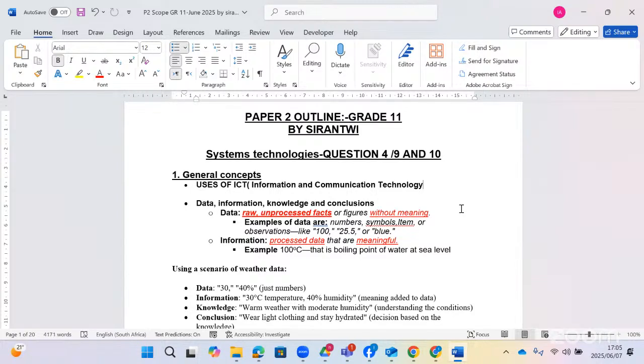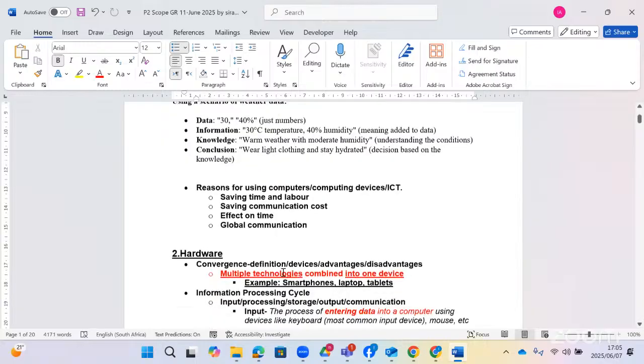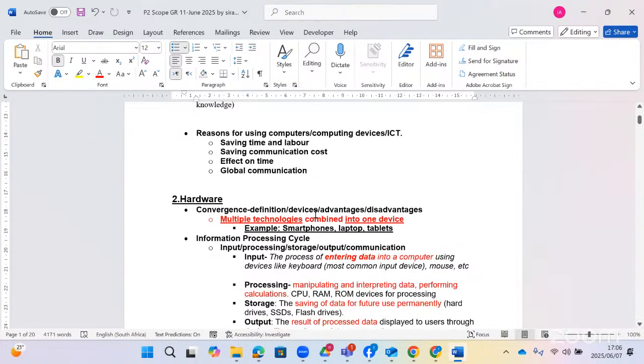Another example of information is the average CAT mark for grade 11 learners is 65%. So it is meaningful, you can interpret it. Right. So these are some of the examples. Then reasons why we use computers or the computing device or ICT, like I just talked about, saving time and labor, saving communication costs, and then time and then global communication.